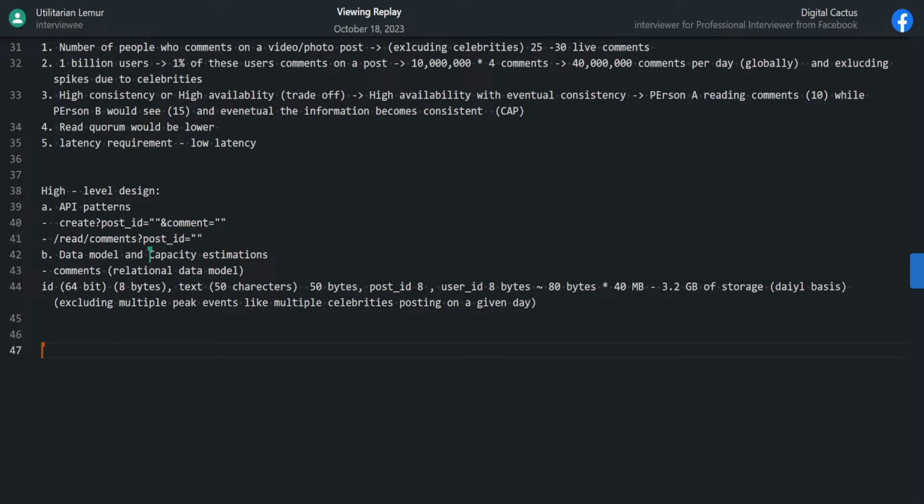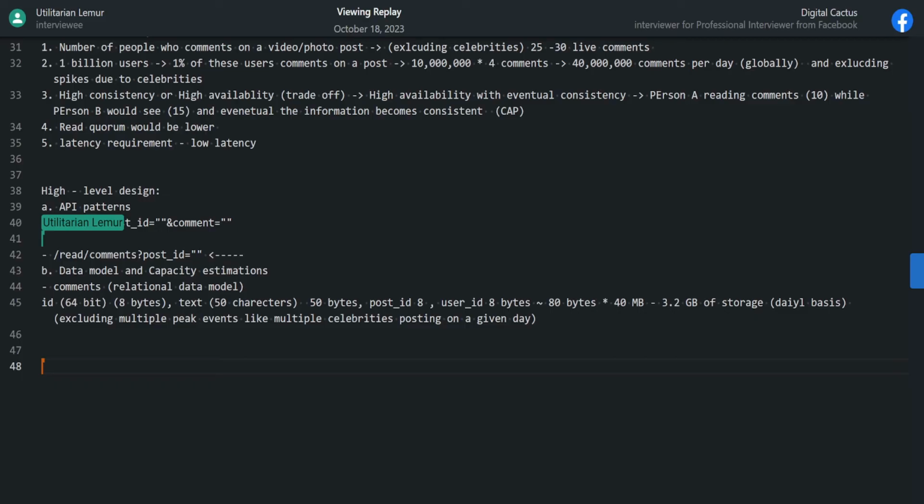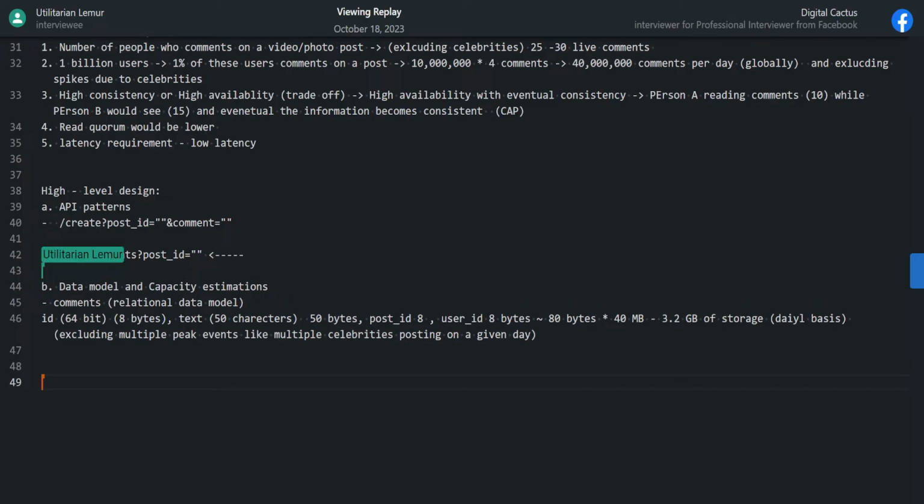This one, I'm still not sure about this one. The API for this. Because I assume this is a REST API, right? Is this a REST API? What is this? Oh, so this is the write API. So this would create a comment for a given post ID, whereas this is reading the information for a given post ID.